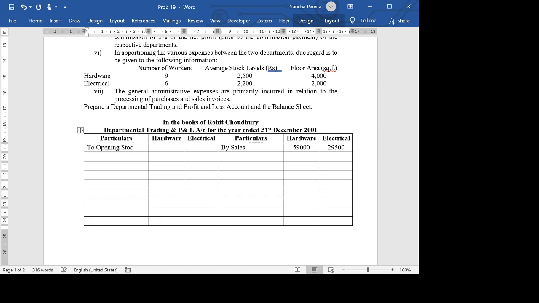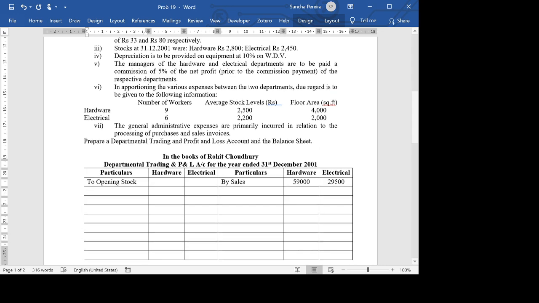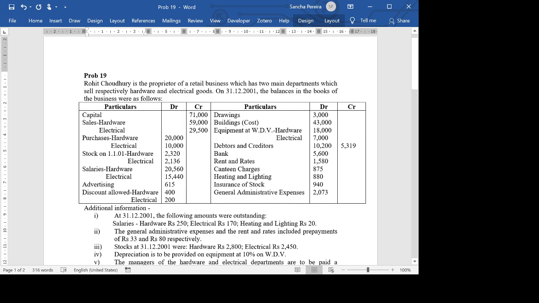Has anyone done the problem yet? Did anyone solve it? I gave the answers yesterday. Did anyone attempt to solve it? Did you get the answer, Rupa? Oh, good. Okay, good.